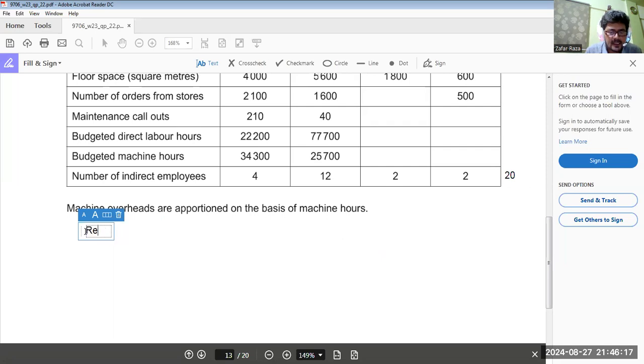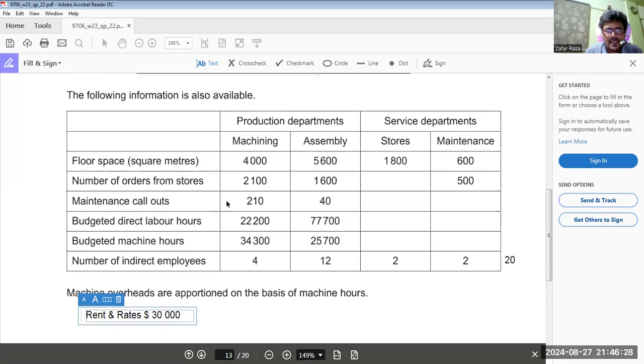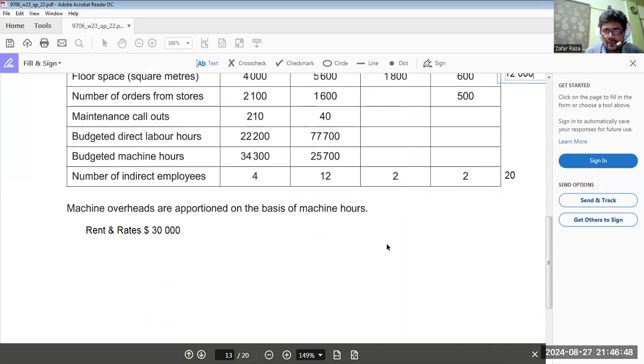Rent and rates, $30,000. Okay. On the basis of floor space. So floor space is how much? 4,000 plus 5,600 plus 1,800 plus 600. So total floor space is 12,000 square meters.